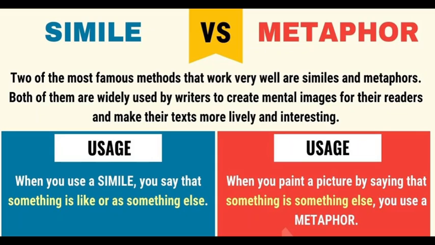Let's see the difference in uses. Similes in uses. When you use a simile, you say that something is like or as something else. Metaphor uses. When you paint a picture by saying that something is something else, you use a metaphor. And one more difference you know already, that a simile uses as or like, but a metaphor does not use as or like. Okay, so I hope you have understood the difference between simile and metaphor and your concept is clear.